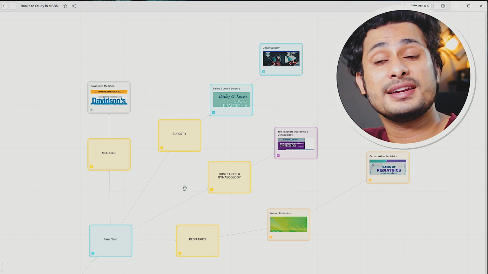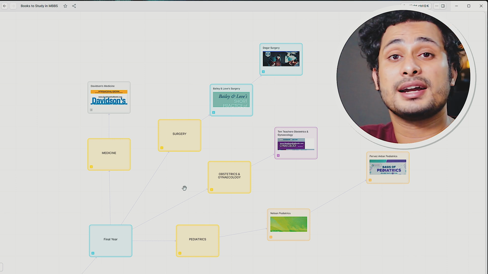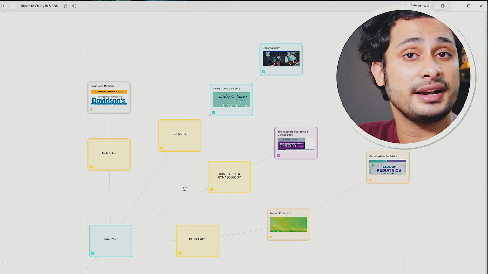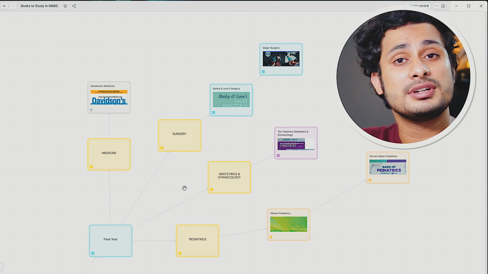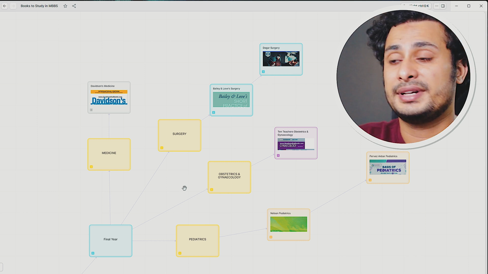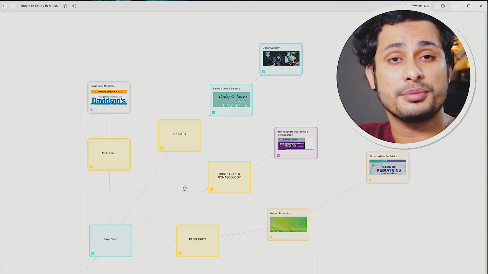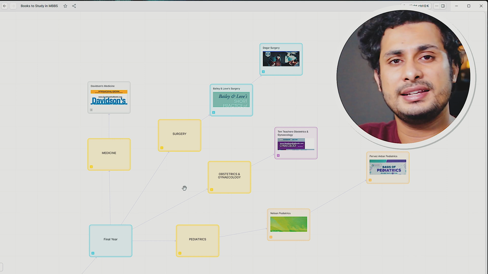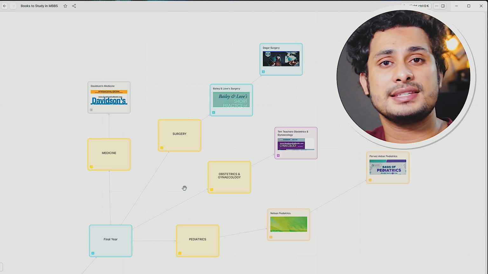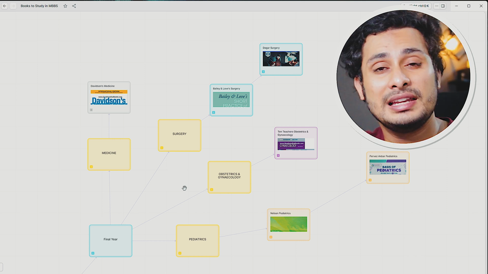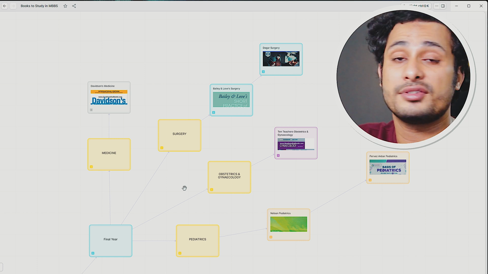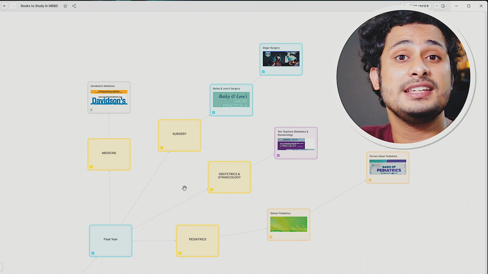Moving forward to obstetrics and gynecology, the gold standard and recommended book is Ten Teachers Obstetrics and Gynecology. All of the students study obs and gynae from Ten Teachers, and there is no need to study any review book because Ten Teachers is written in a very comprehensive way, and most of the students don't feel any need to study any review book after studying it because it is easily retainable.